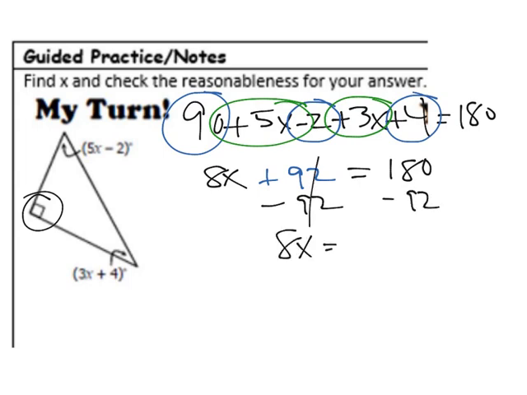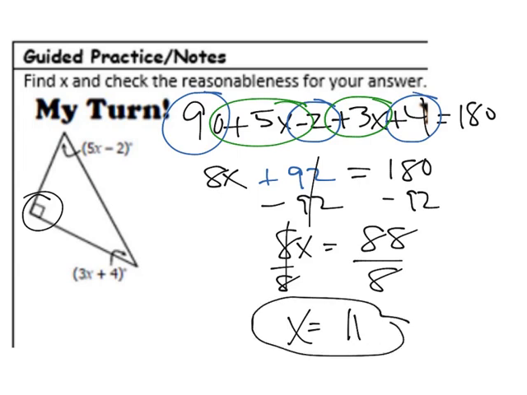I'm left with 8x equals 88. Let's go ahead and divide both sides by 8. X equals 11. Okay, so we have found that this is the case. So this is 90 degrees here. If I plug in x here, so 3 times 11 plus 4, this would give me 37 degrees here.